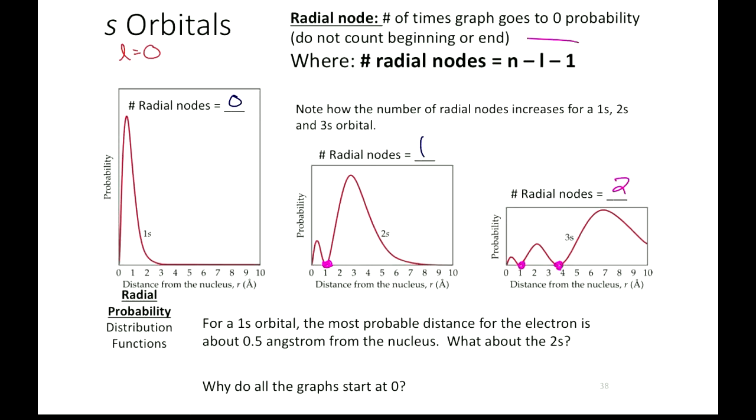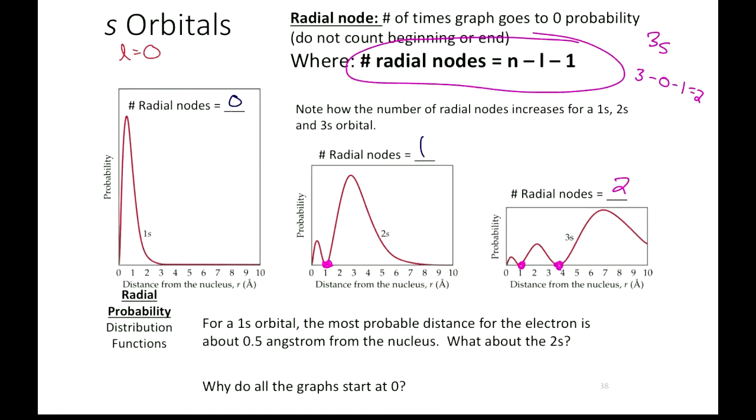So this is the equation. I would just memorize it. To calculate radial nodes, you take the orbital that it's describing. In this case, let's look at a 3s orbital. The number of radial nodes in a 3s orbital is n minus l minus 1. So in 3s, what's your n value? 3. If it's 3s, what's your l value? 0. So wouldn't it be 3 minus 0 minus 1 equals 2 radial nodes? All right, so I would just say memorize that equation.